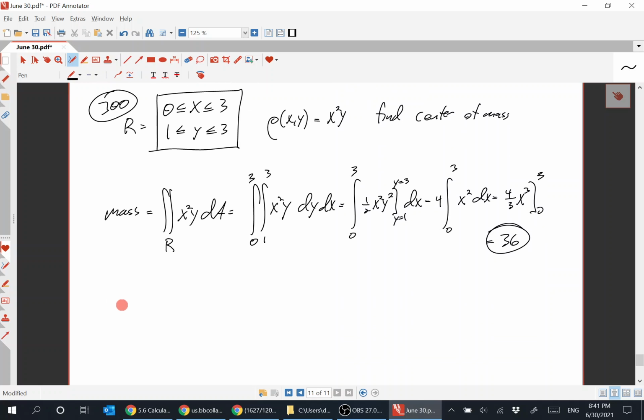So x bar is 1 over 36, double integral, x to the third. Well, it's x times x squared y dA over R. So 1 over 36.